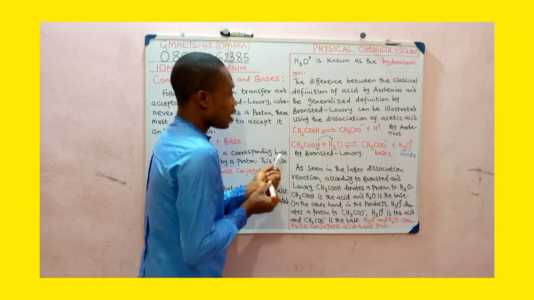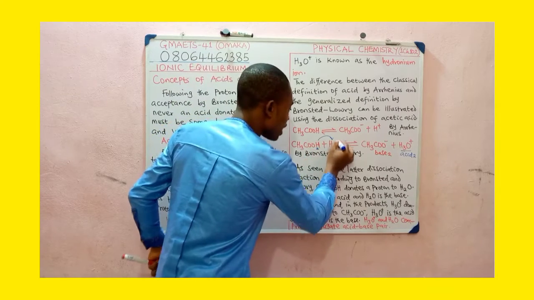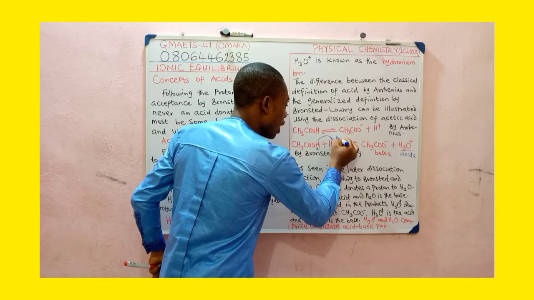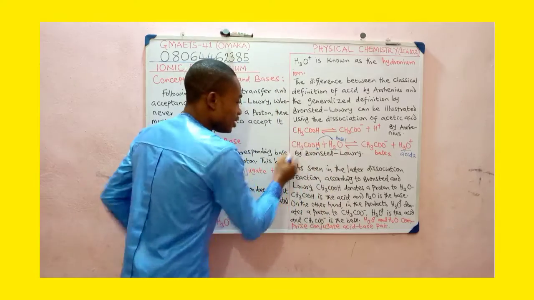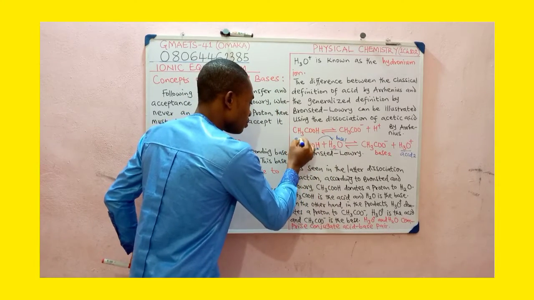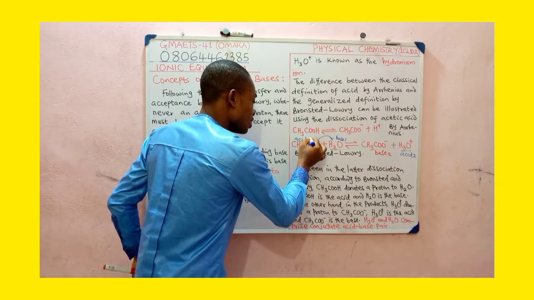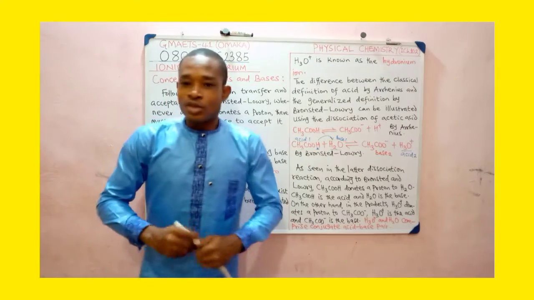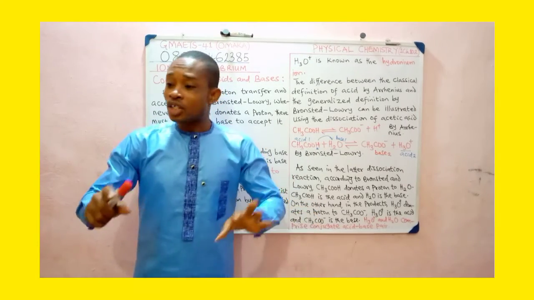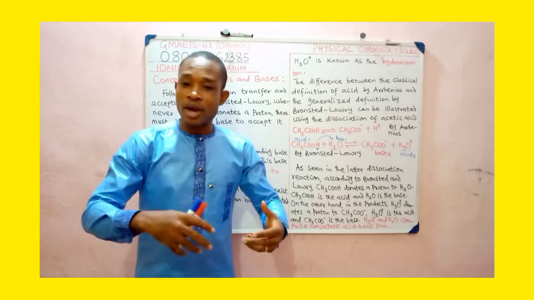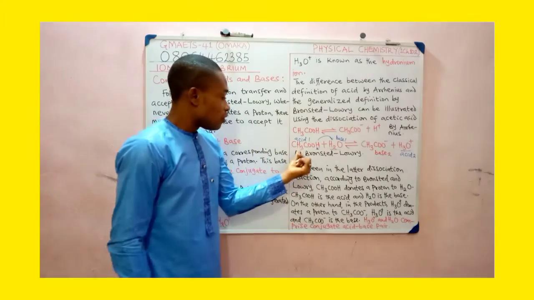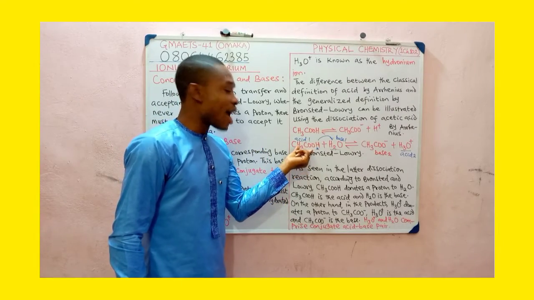Is that okay? And then we're going to have this as base 1. And then this, let me use the marker for this, acid 1. So with this, you can actually pick our conjugate acid and base pair. Now watch. From the reactant, we have acid.